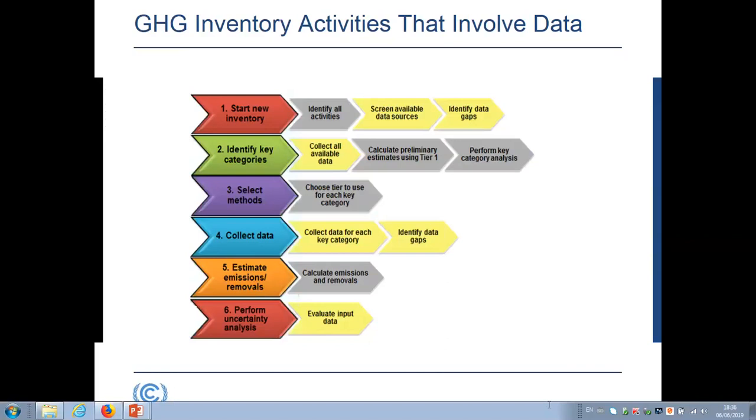Identifying your key categories, then of course selecting the methods that you're going to apply, and those methods can potentially change over time as you advance from tier one to tier two, especially for key categories. Then obviously collecting the data once you've selected your methods, because you have to know what method you're going to use before you collect your data. Although in practice, sometimes this step goes in reverse. Sometimes, especially when you're doing one of your earlier inventories, you go see what data is available, and then you figure out what method you can use given the data you have. So it can be somewhat iterative. And then obviously apply that method and estimate emissions, and then perform an uncertainty analysis and QA/QC and other quality assurance measures.